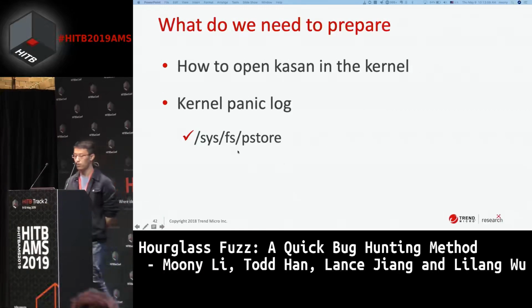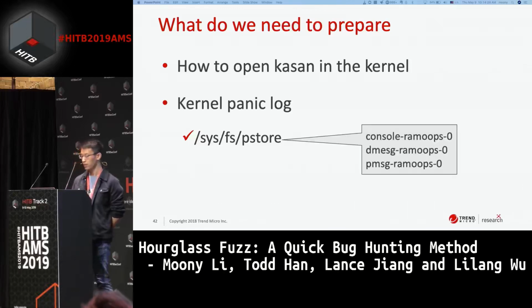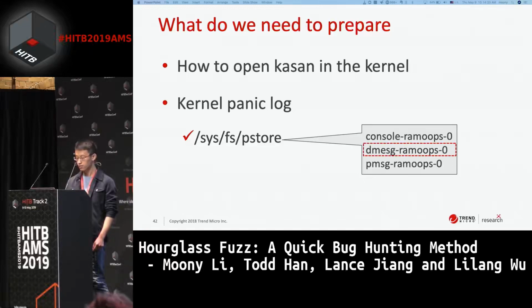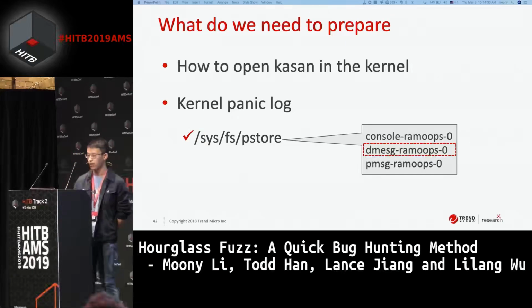What do we need to prepare? Firstly, we must know how to open kasan in the kernel, and then if the kernel panicked, we need to know where the panic log is stored. Regarding the panic log of the Android kernel, we need to know first that it is stored in the sys/fs/pstore directory. There are 3 files in the directory, as shown in the picture, and the dmesg-ramoops-0 file is the panic log file.